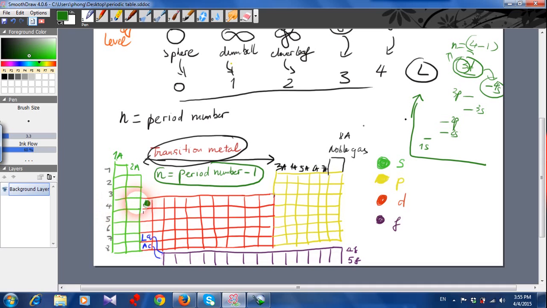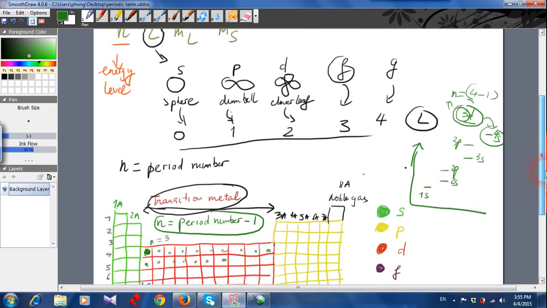So n is 3. For example, we have an element here, and it's a transition metal, so n is 4 minus 1, so n is 3. It's 3d here, 3d, 3d, 3d, and so on. It's not 4d. And this one here is 4p. And that's L and N.